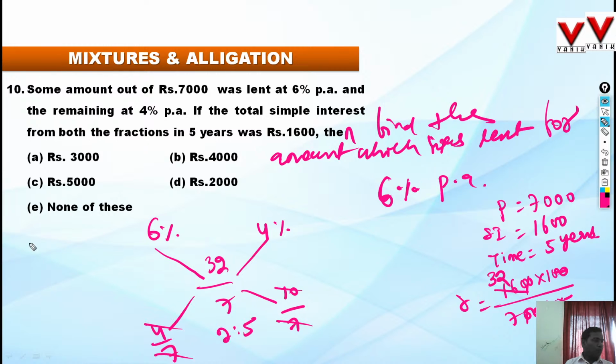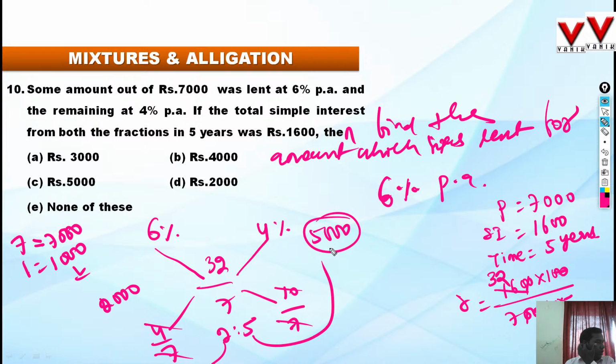2:5 means 2 plus 5 is 7, 7 is equal to 7,000, then 1 is equal to 1,000. 6% is the interest, that amount is what? 2,000, because 1 is equal to 1,000, 2 is equal to 2,000, 5 will be 5,000. 5,000 amount is lent for 4% per annum and 2,000 amount is lent for 6% per annum. The question asks 6% per annum, 2,000, option D is our correct answer. Clear?